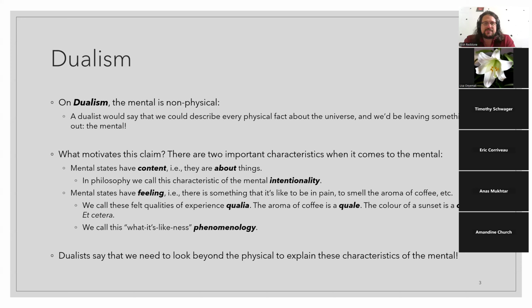The color of a sunset is a quale. There's something it's like to watch a sunset, which is different from what it's like to watch a moonrise, for example. So these little felt aspects of experience that individuate different subjective experiences from one another and give them their unique phenomenal character, we call them qualia, or quale singular. And this what-it's-like-ness of our conscious experience is the phenomenology. So sometimes we call this phenomenal consciousness.